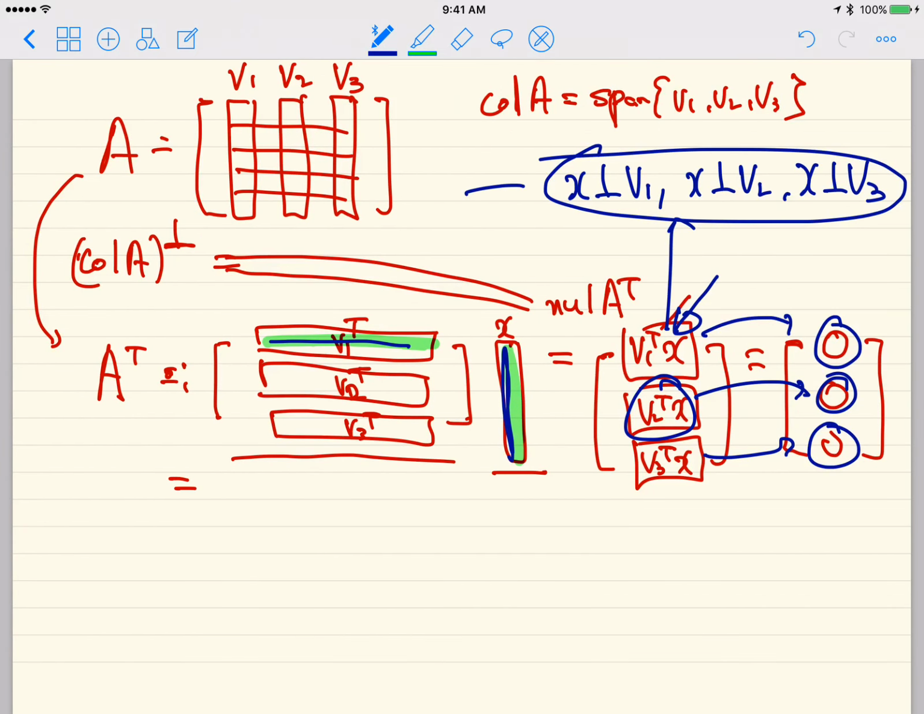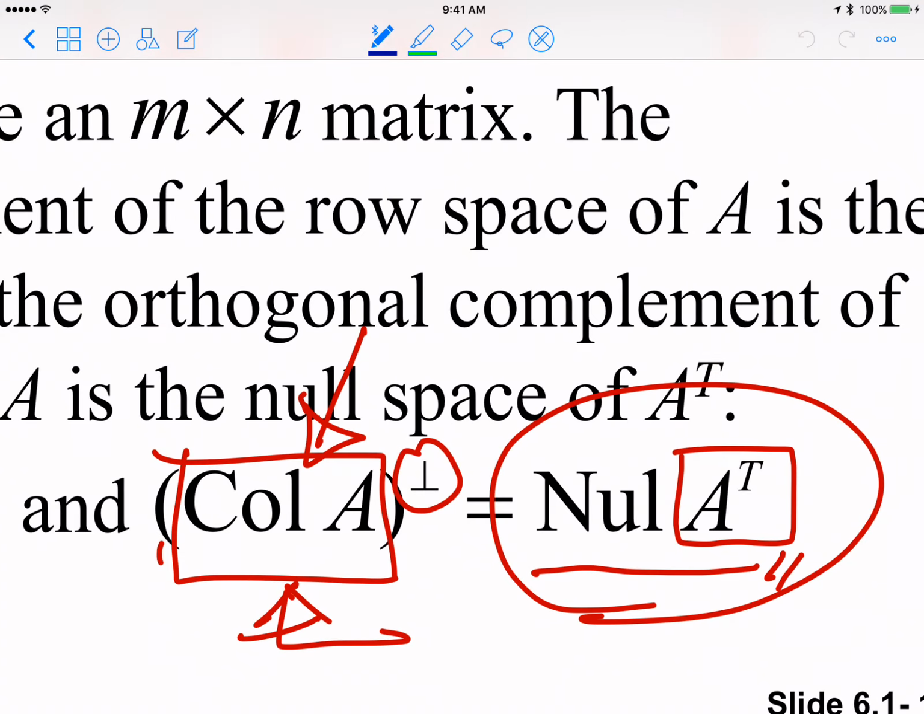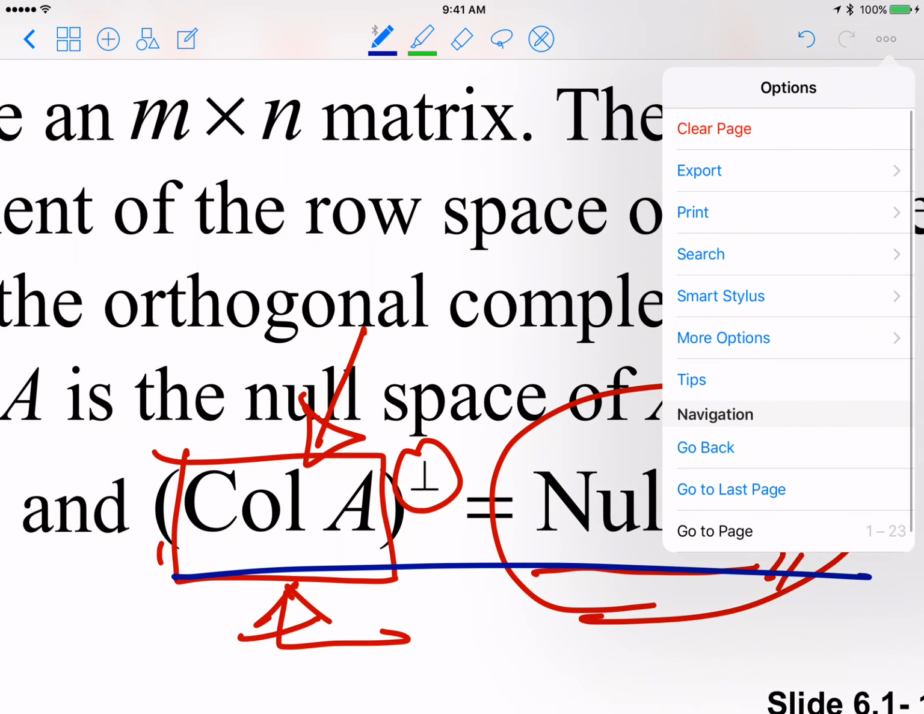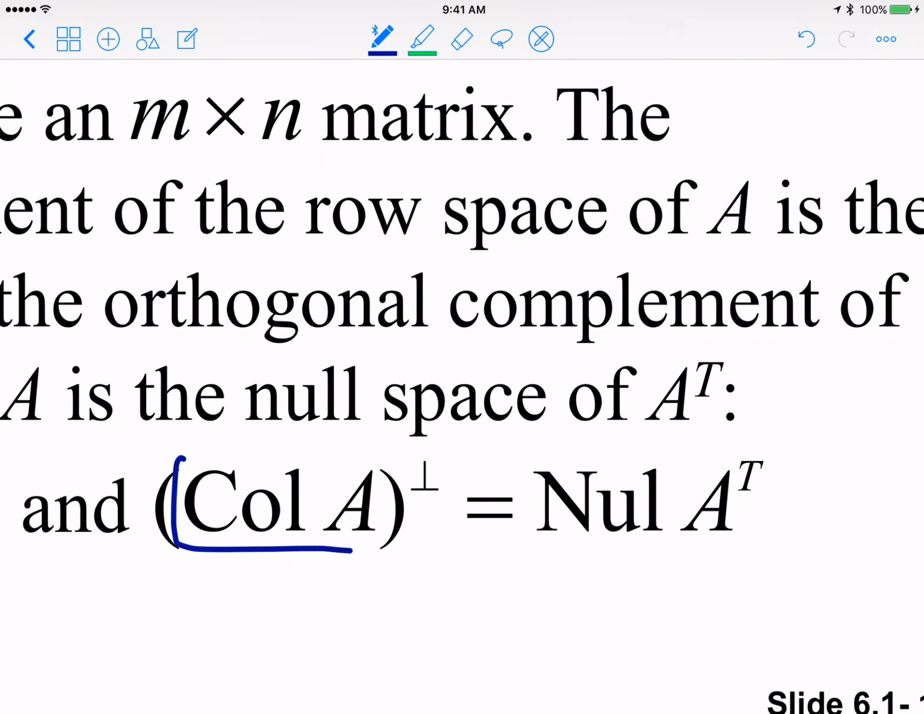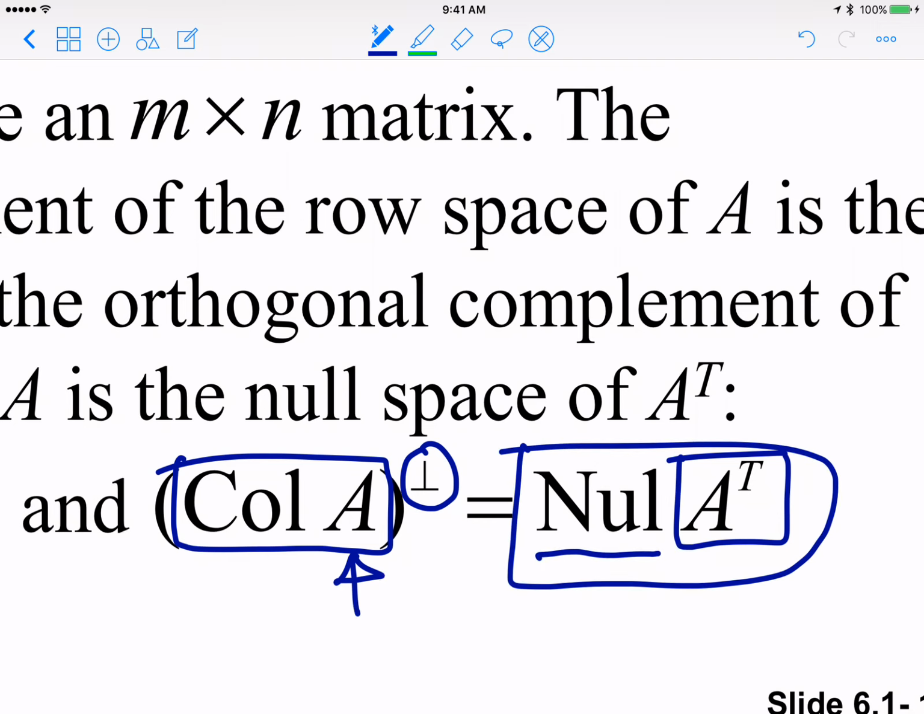So if x satisfies this, then x belongs to the perpendicular or orthogonal complement of the column space of A. That's why we obtain this equation. So again, to think about the orthogonal complement of the column space of A, you first just transpose the matrix A, and then consider its null space. That will become your orthogonal complement of the column space of A.